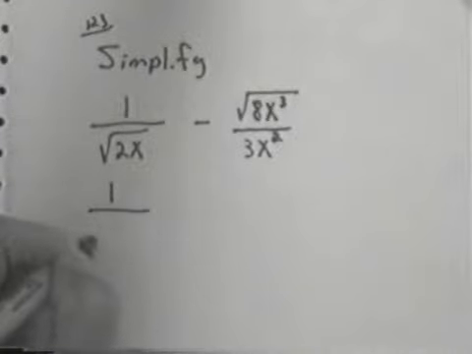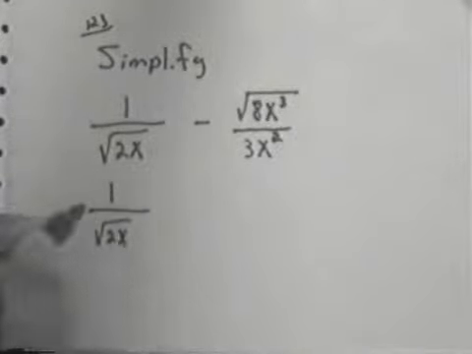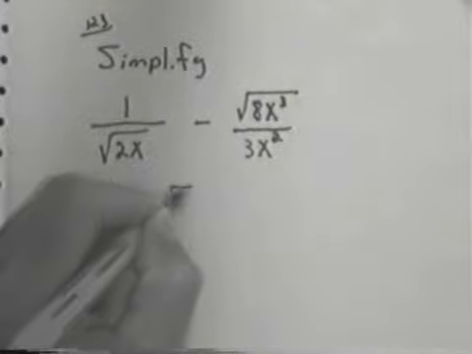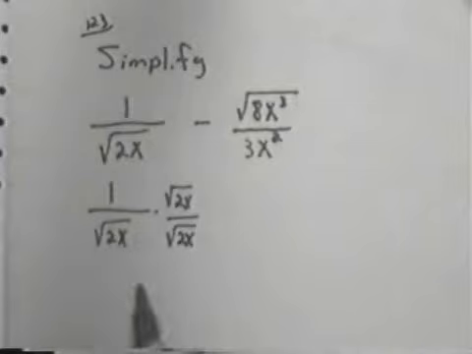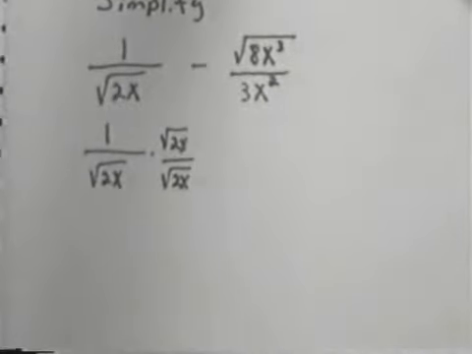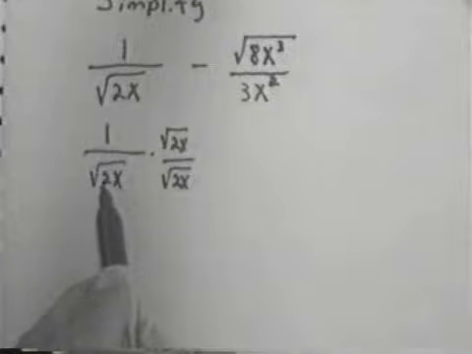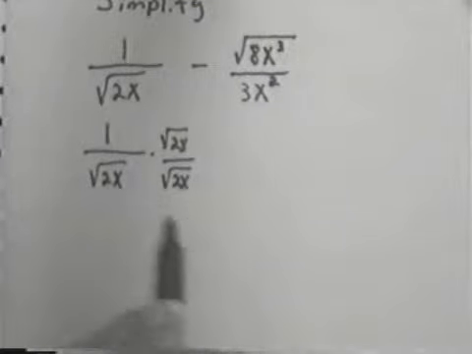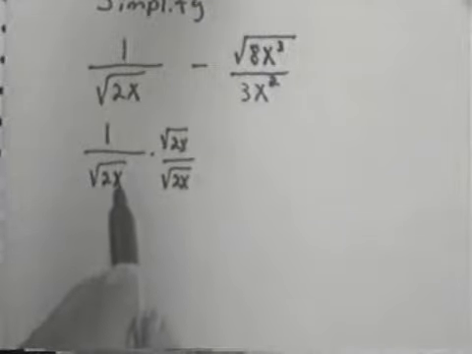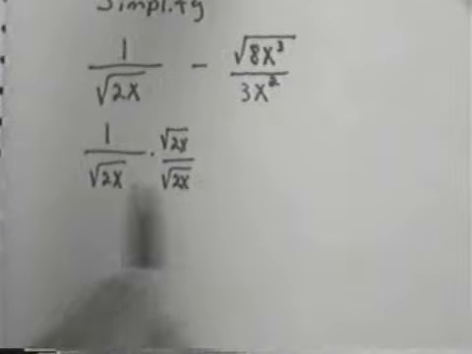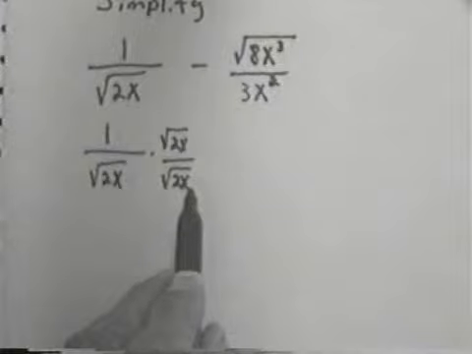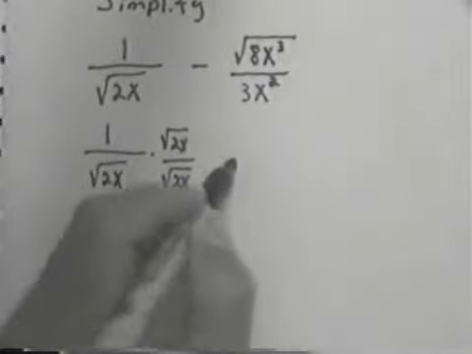So I have 1 over the square root of 2x, and I can multiply it by the square root of 2x over the square root of 2x, because I'm asking what does it take to get a perfect square. The perfect square would be 4x squared. What do I need to multiply 2x by to get a perfect square? It would be 2x. 2x times 2x is 4x squared. 4x squared is a perfect square.